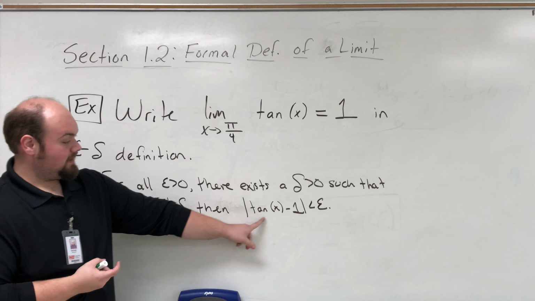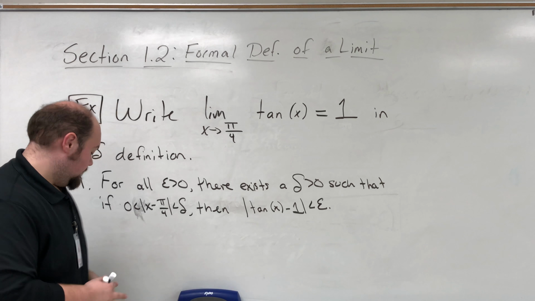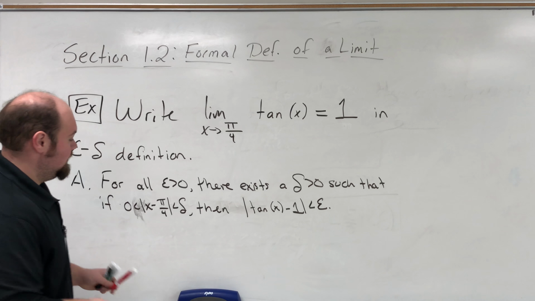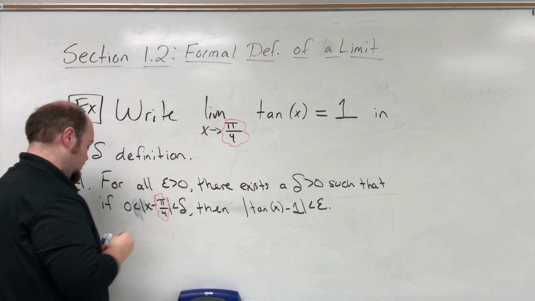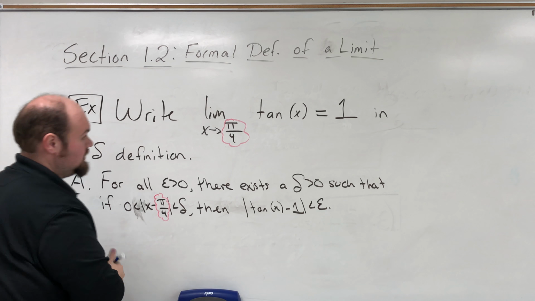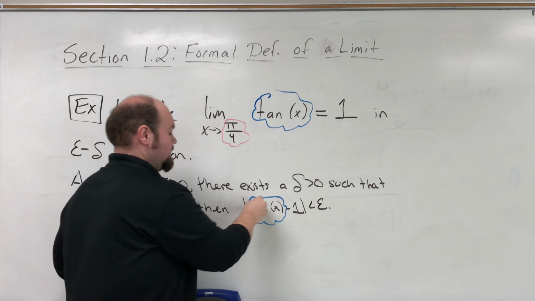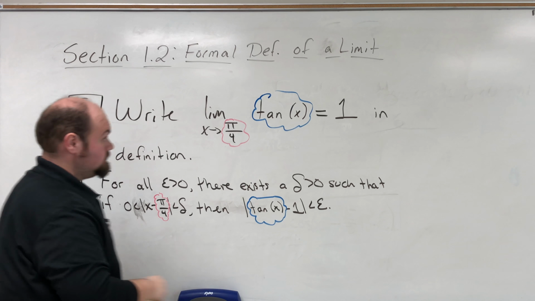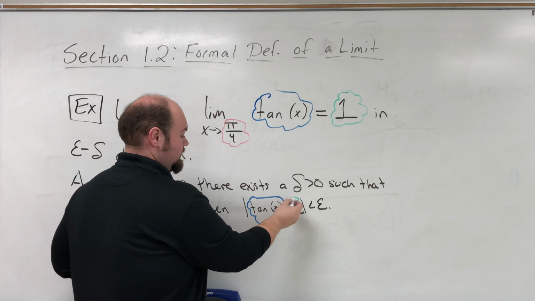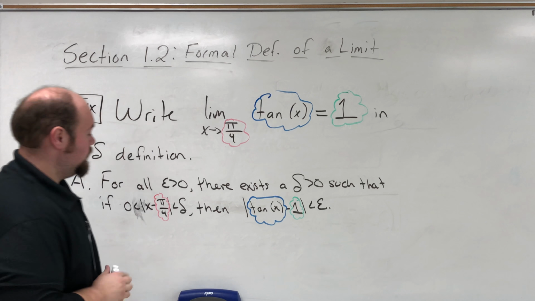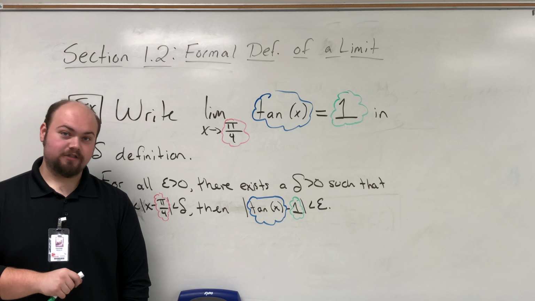So now notice this time I'm replacing f of x, my function, with the function from the actual problem. Just to highlight, this is my c value. That's what's getting replaced in the definition. Also, the tangent is getting replaced with f of x. And the actual limit value, which we specify to be L, is getting replaced right there with 1. So those are the only three things that get changed in the definition of the limit.